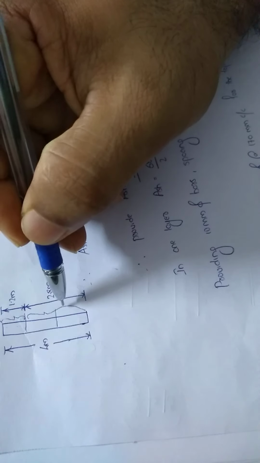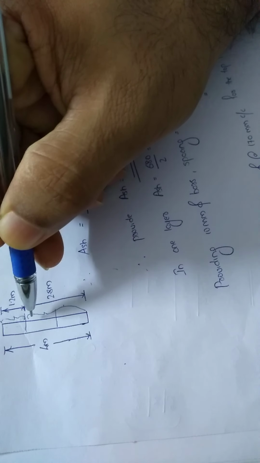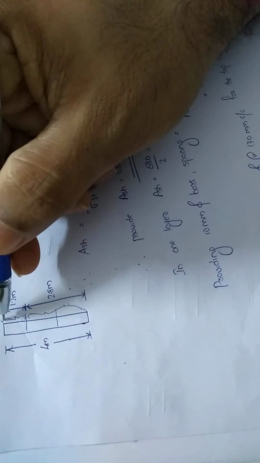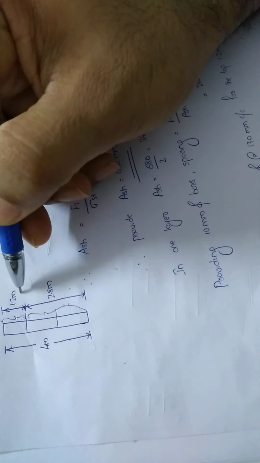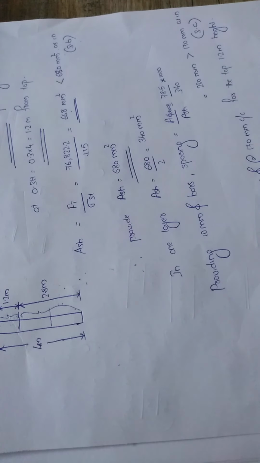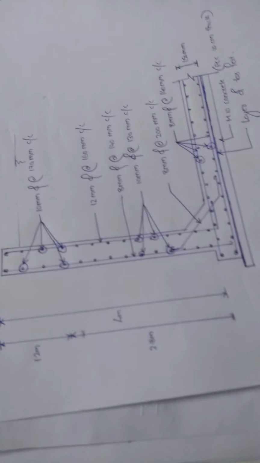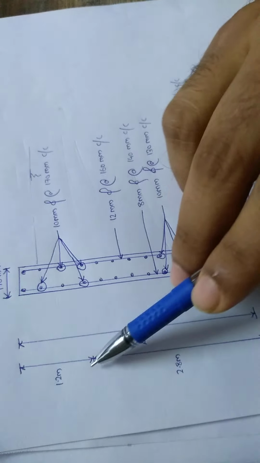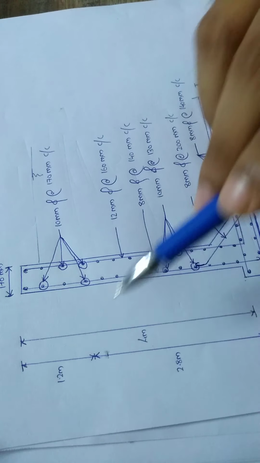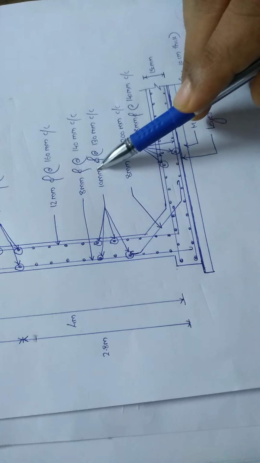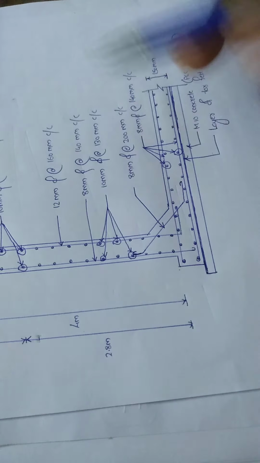So here we have 10 mm dia. For this much distance we are providing 10 mm dia at 130 mm center to center, and for this much distance we are providing 10 mm dia at 170 mm center to center. If I show the section detail, it looks like this. We are providing 10 mm at 170 mm center to center for this 1.2 meter height, and for the bottom 2.8 meter height we are providing 10 mm at 130 mm center to center.